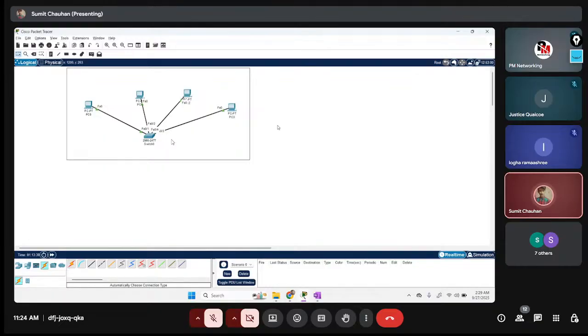The first step is to what? Give connectivity. The second step is to what? Provide addressing, provide your identity. So after connecting your devices, you need to provide your computers IP addresses. I'm not going in depth about IP addresses in this session.